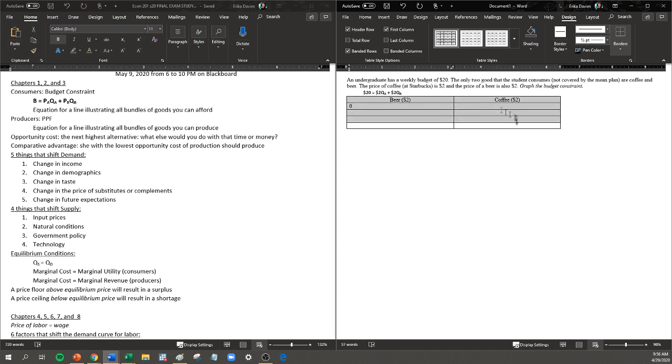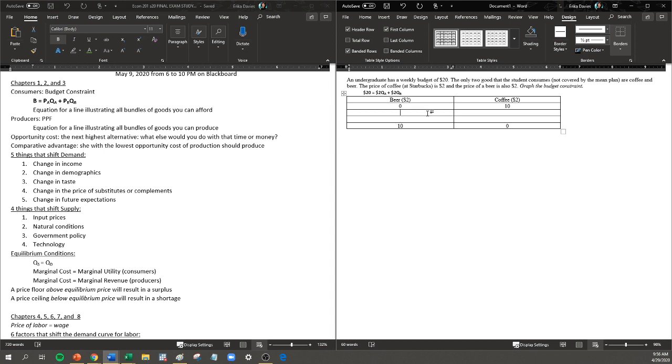Okay, so let's assume we buy 0 beers. The student buys 0 beers. Well, how much money do we have left over if we buy 0 beers? We're still going to have $20 left over. So the amount of coffee we can buy is going to be $20 divided by the price of coffee, which is $2. So if we buy 0 beers, we can buy 10 coffees. Now what if we buy 0 coffees? We can buy 10 beers. This budget constraint is pretty easy to figure out because the prices of the goods are equal.